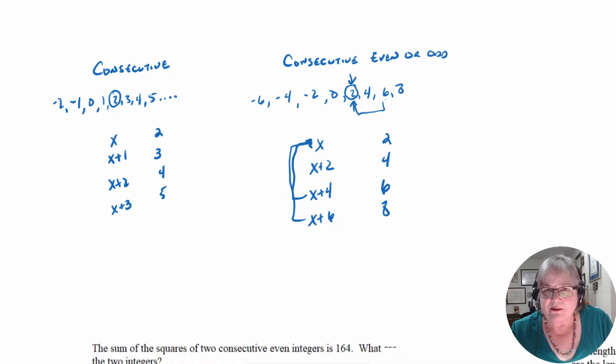So you start with x. Then your next consecutive even would be x plus 2. Your next consecutive even would be x plus 4. Does that make sense? Let's talk about odd.